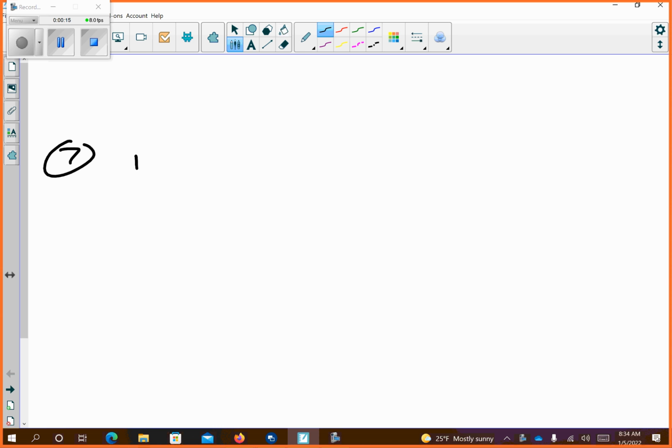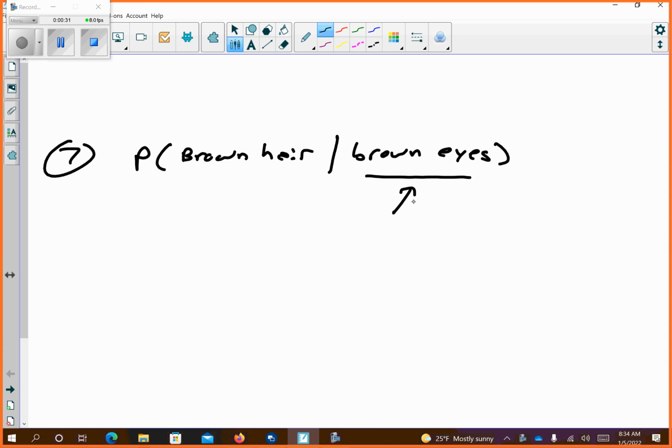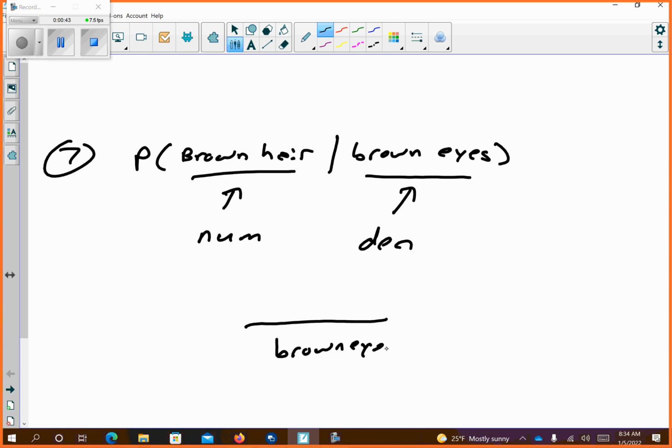So we're going to do the probability of brown hair, given brown eyes. Think of this as being your denominator, and this as your numerator. So it'll be brown eyes down here, and this will be brown hair. But you go to the denominator first to figure out where you're looking.